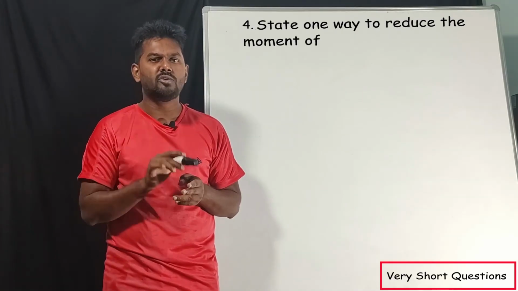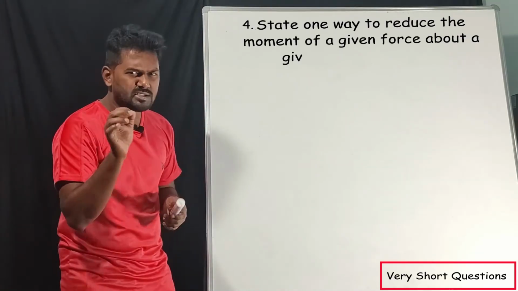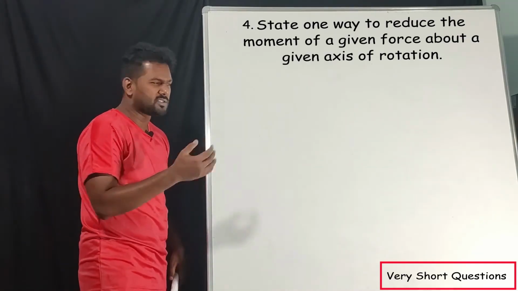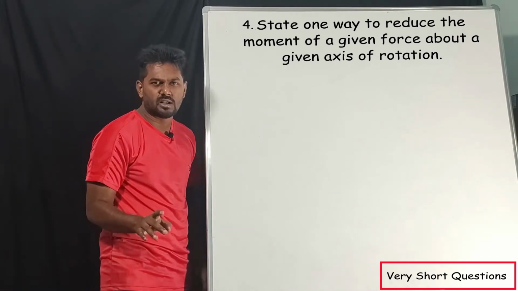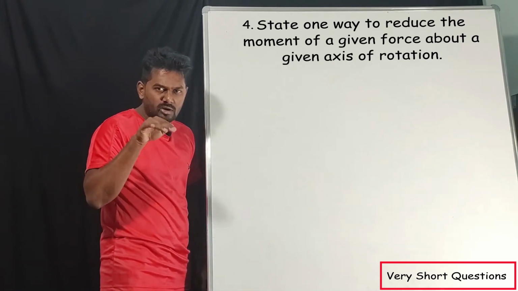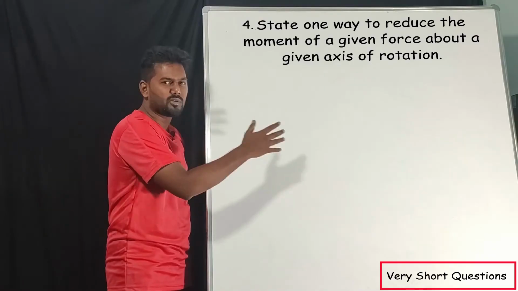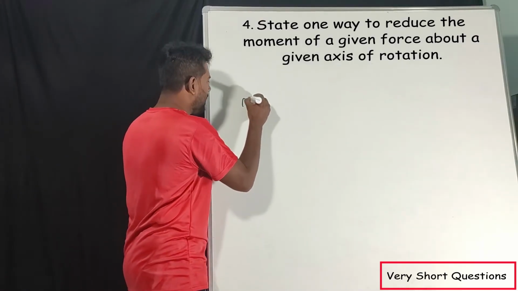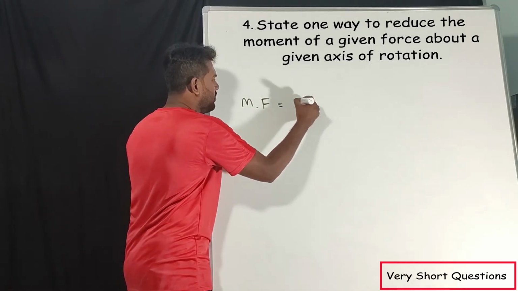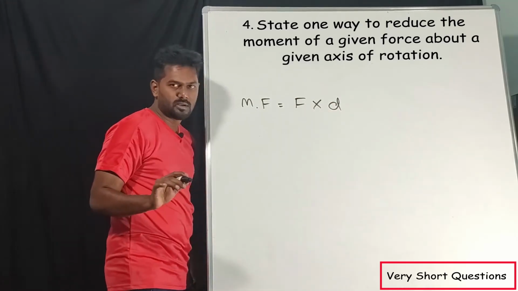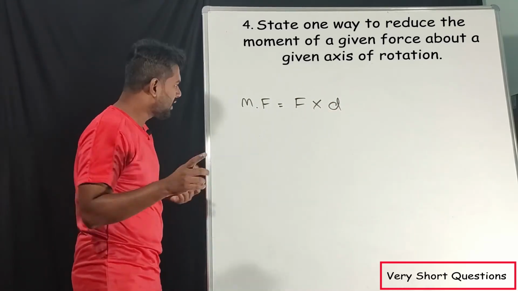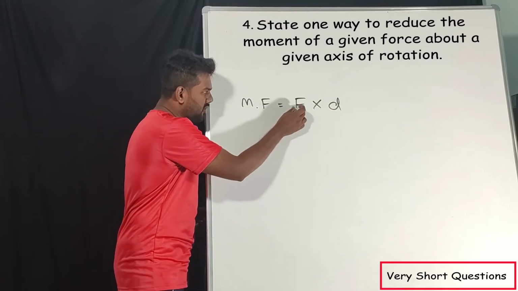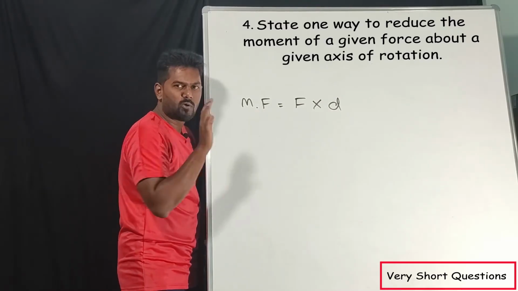State the one way to reduce the moment of force. See, this is a very easy question, correct? Why? Because if you know the formula, you can easily answer. If they are asking whether to reduce or increase, if you know the formula, you can answer easily. How can we answer? See, the moment of force formula is force into perpendicular distance.